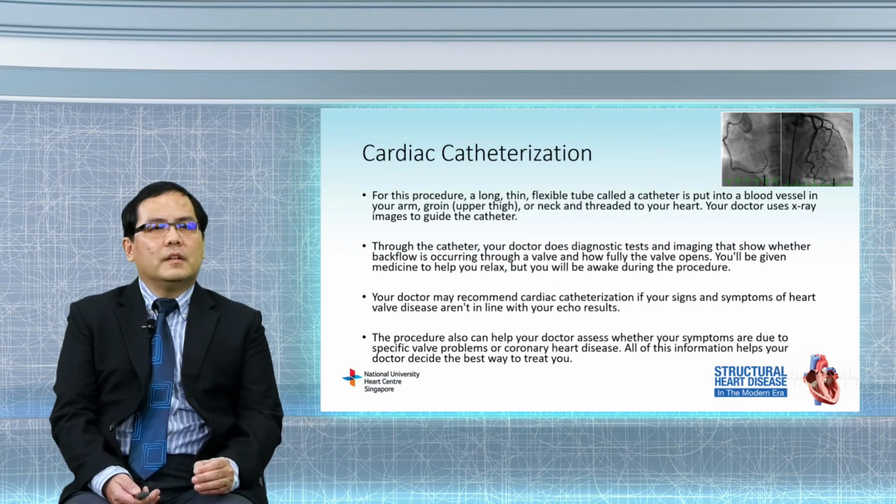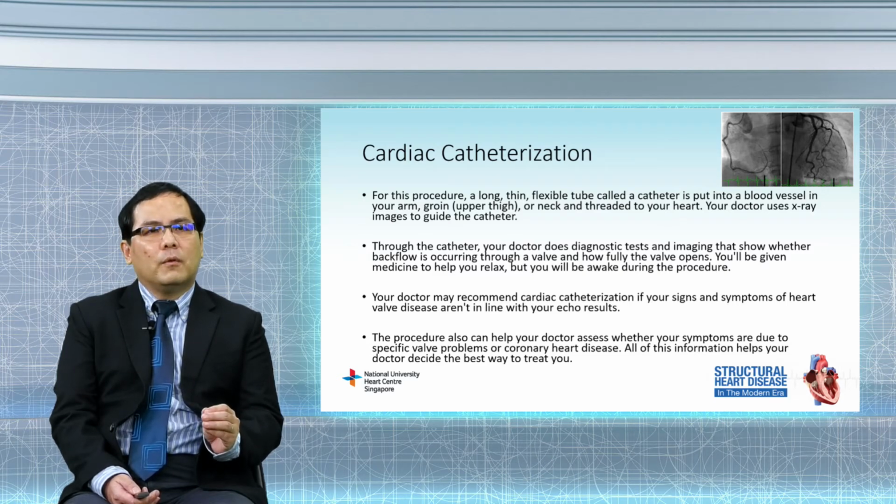So we come to an invasive test, which is cardiac catheterization. During this procedure, a long, thin, flexible tube called a cardiac catheter will be inserted into the blood vessels in your arm, leg or neck, and then go all the way to your heart. The doctors, or the cardiologists, will use X-ray images to guide the catheter. Through the catheter, the cardiologist can do diagnostic tests and imaging to show whether there's backflow occurring through a valve and how fully the valve opens.